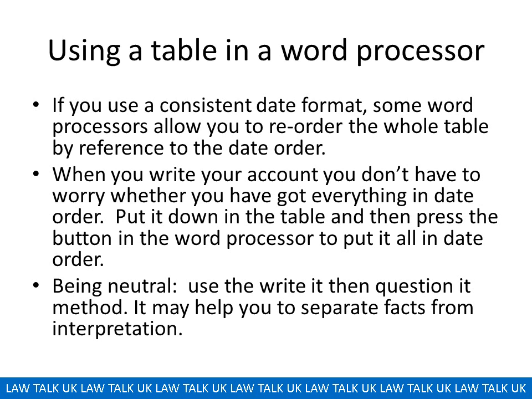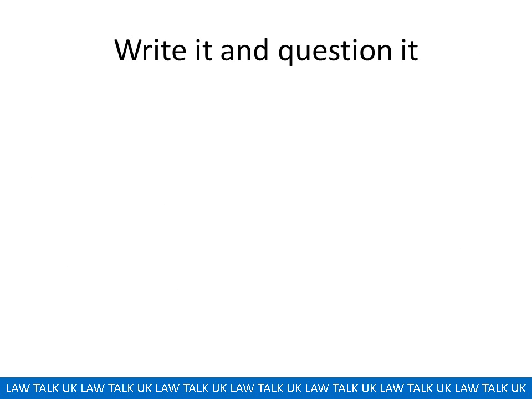Being neutral. If you use the method I'm going to describe of writing your version of events down and questioning it, it may help you to separate facts from interpretation. So what is this method? It's one method amongst many. First of all, you write down what happened. But then you ask yourself a series of questions.